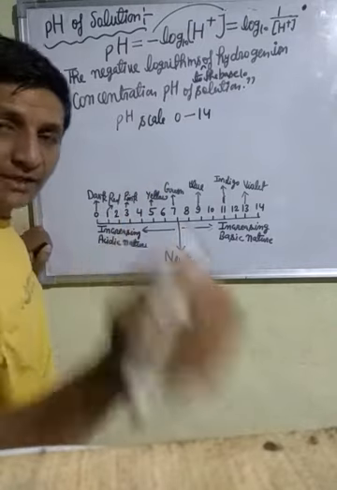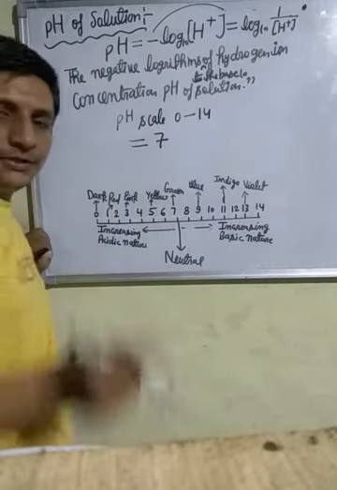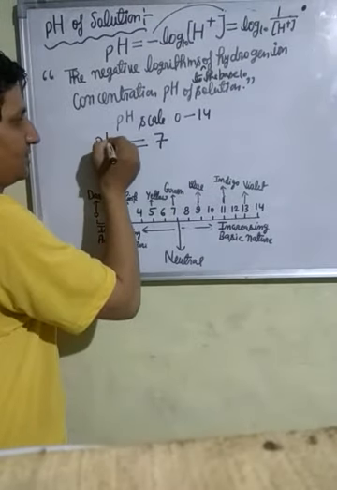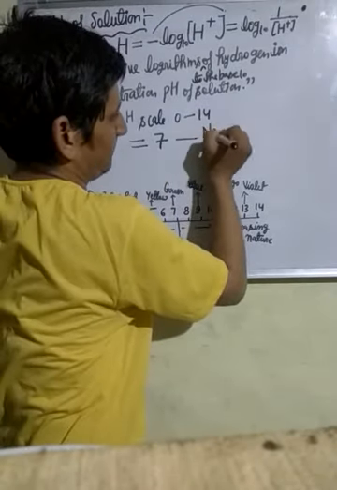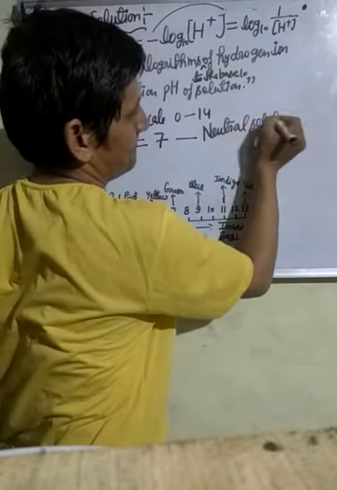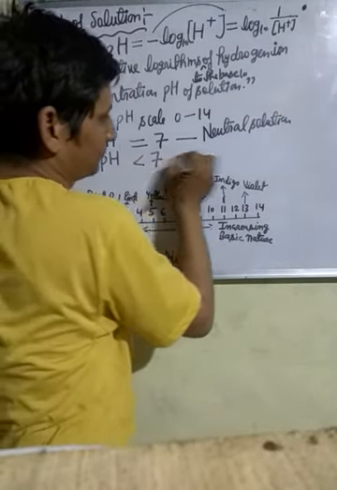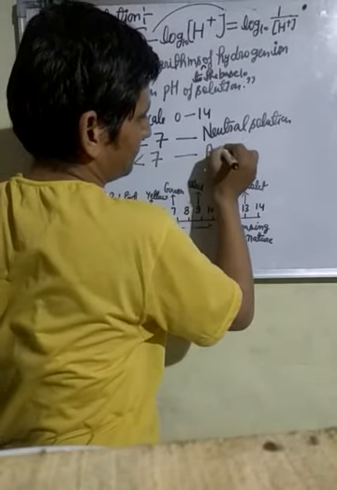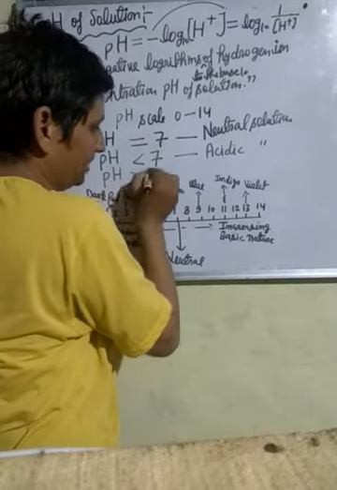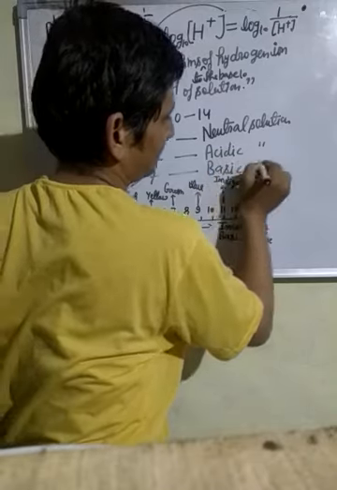Listen to me, dear student. If pH is 7, dear student, all of you are A1. If pH is 7, then the solution is called a neutral solution. If pH is less than 7, the solution is called an acidic solution. If pH is more than 7, the solution is called a basic solution.